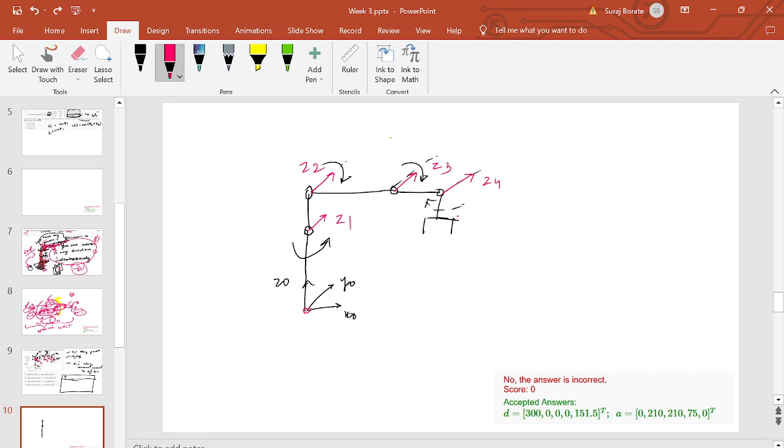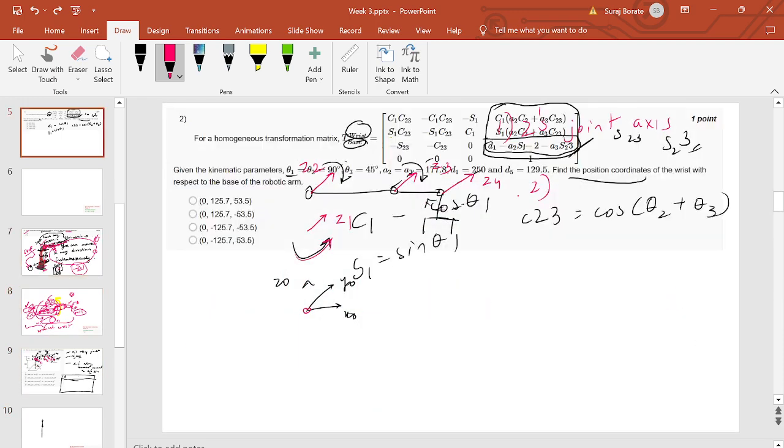Why do we take z1 in that direction? Why don't we take it in the x0 direction? Because it is written that z should be along the joint axis. The z's are always along the joint axis, and it is rotating like this. So all z's will be like that. This was step 1. Now let's look at the second step.